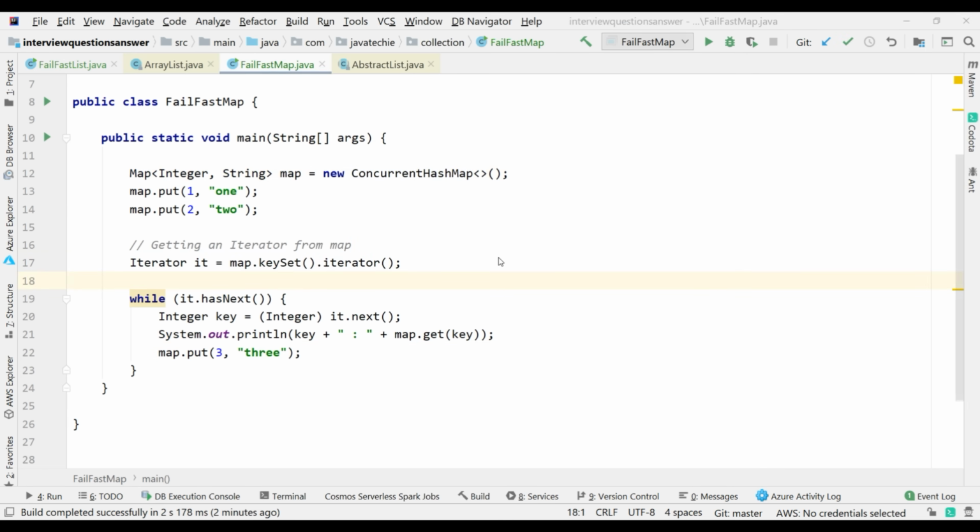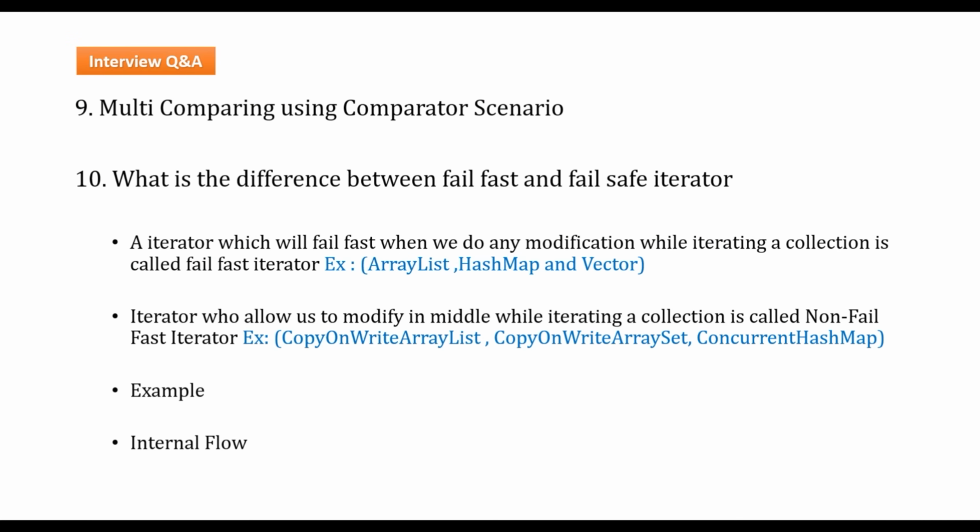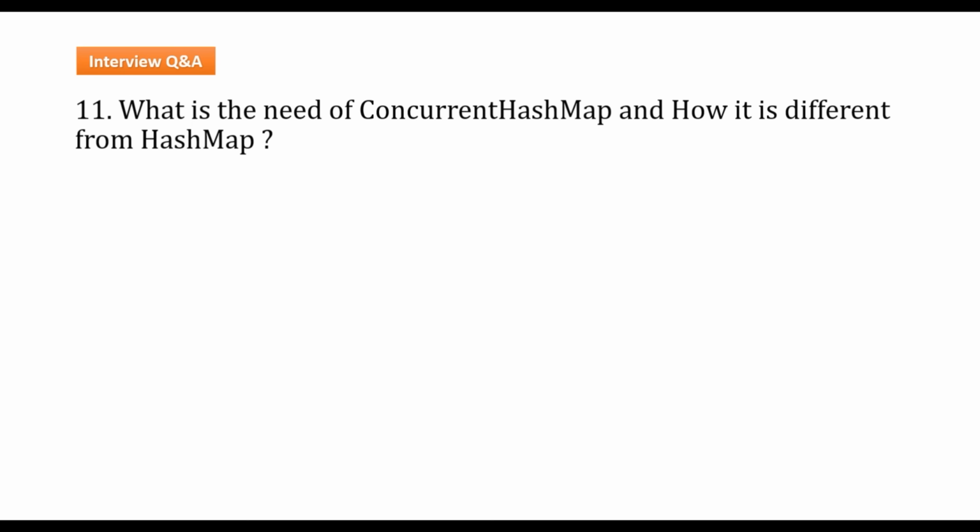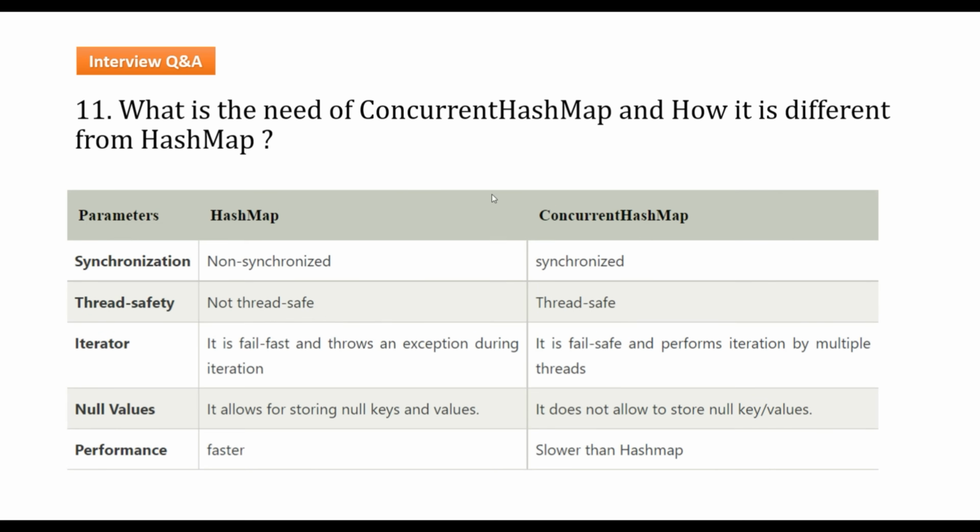Now the next question from the interviewer will be, let's go to the slide. The next question can be, what is the need of ConcurrentHashMap and how is it different from HashMap? We just understood the use of ConcurrentHashMap, right? Now to answer this, you can say HashMap is non-synchronized, where multiple threads can access in parallel, whereas ConcurrentHashMap is synchronized, and you can say HashMap is non-thread safe, whereas ConcurrentHashMap is thread safe. And just to observe, HashMap is fail fast, right? It throws concurrent modification exception, but ConcurrentHashMap is fail safe.